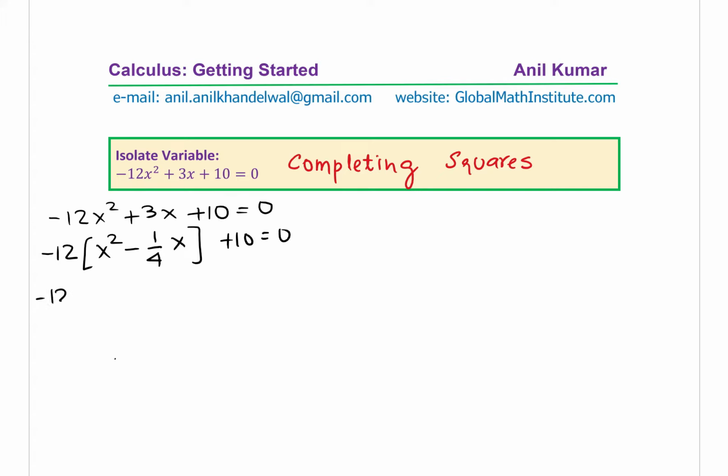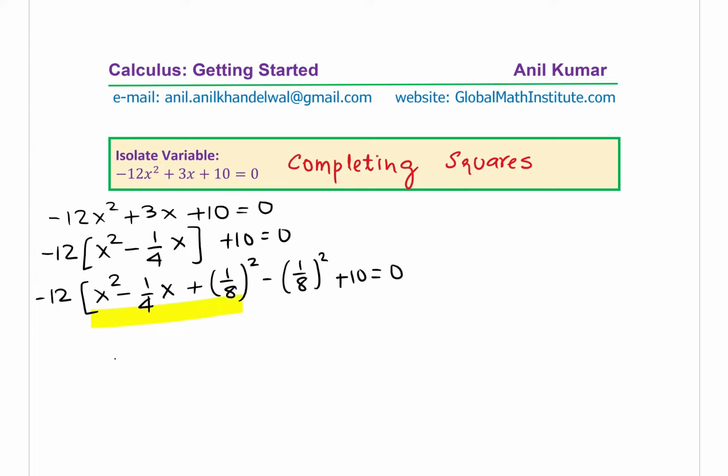Now the next step is to take half of the coefficient of x, right? We have 1 over 4x. Half of 1 over 4 will be 1 over 8. So we'll add and subtract 1 over 8 squared, correct? Plus 10 equals 0. Now, the first three terms will form a perfect square, right? A minus b whole square in this particular case. So we get minus 12, and we can write this as x minus 1 over 8 whole square.